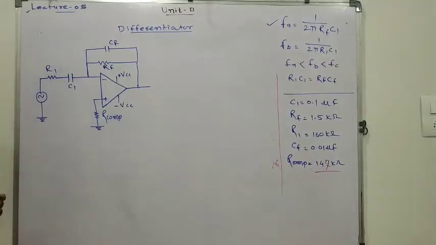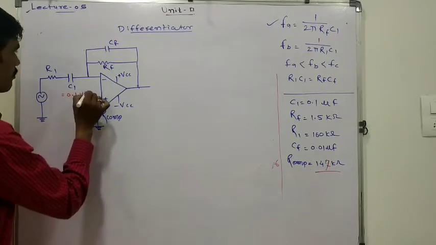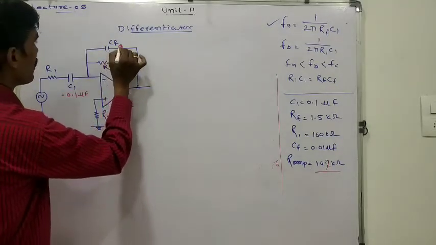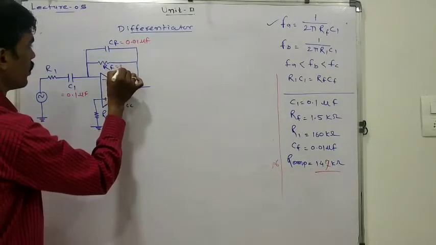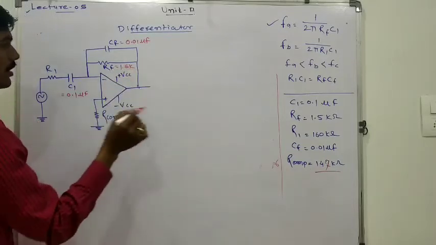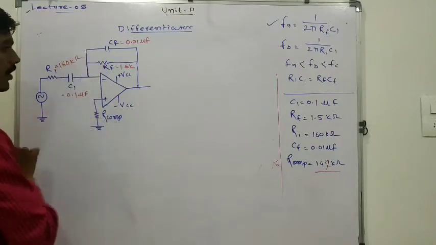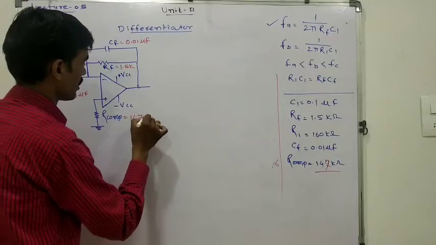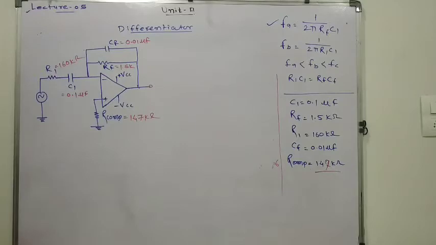So we already calculated the values. Value of C1 is 0.1 microfarad. Value of CF is 0.01 microfarad. What is the value of RF? RF is 1.5 K. Then what is the value of R1? R1 is 160 kilo ohm. And R compensating must be 147 kilo ohm. This is the output and this is the input. So this is the complete circuit diagram of the differentiator. That is the designing of the differentiator circuit.